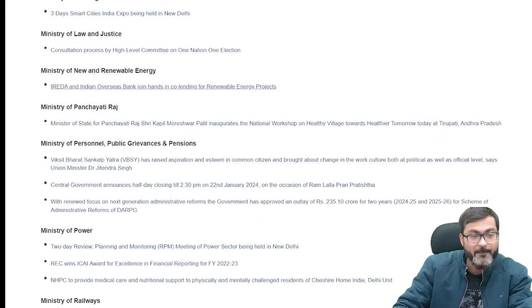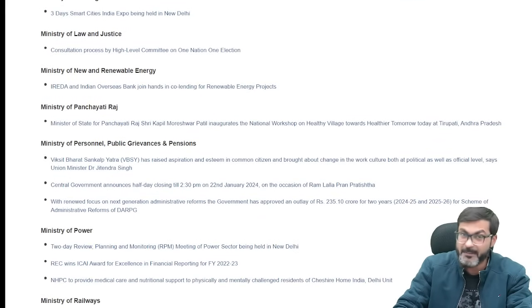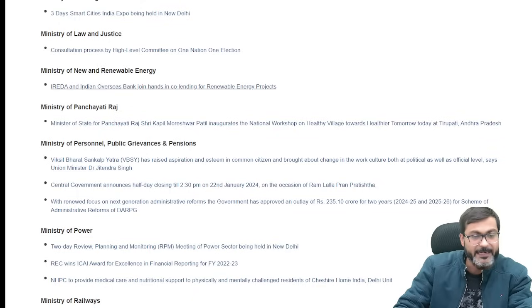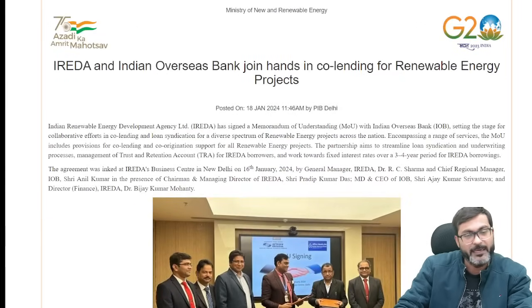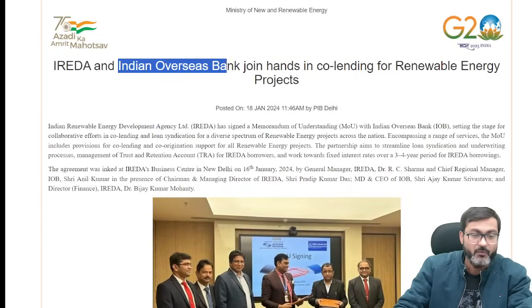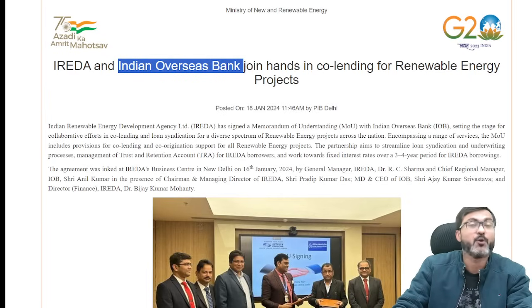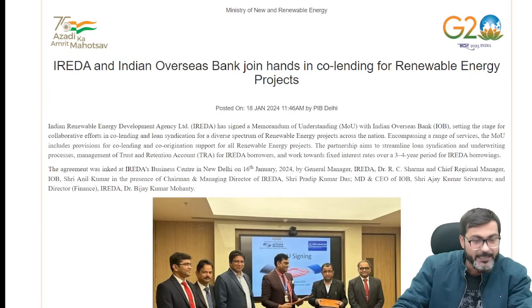Yes, ये देखो यहाँ पे new and renewable energy is important, social issue. IREDA and Indian Overseas Bank join hands in co-lending. अब इसको अगर आप खोल के देखोगे तो बहुत लंबा है. But the important news is this only, that with which bank IREDA has collaborated for co-lending. So the answer is Indian Overseas Bank.